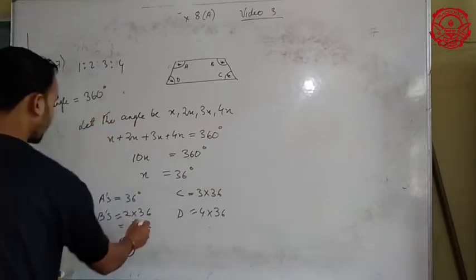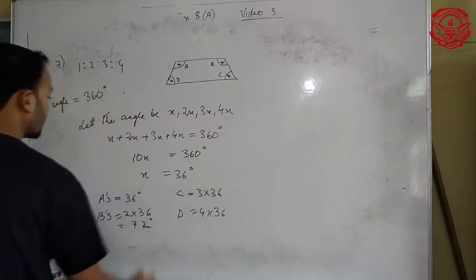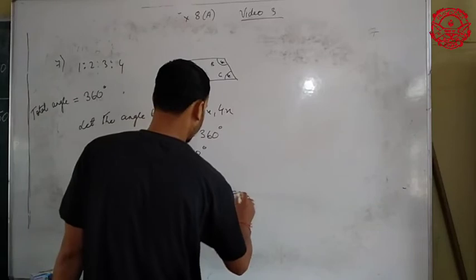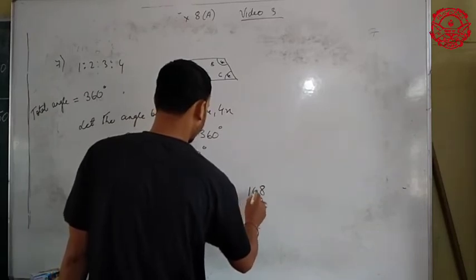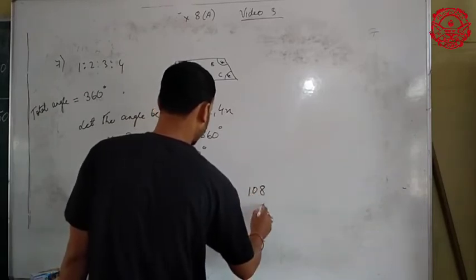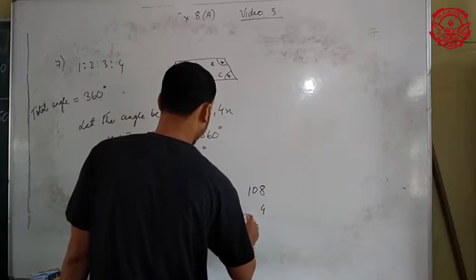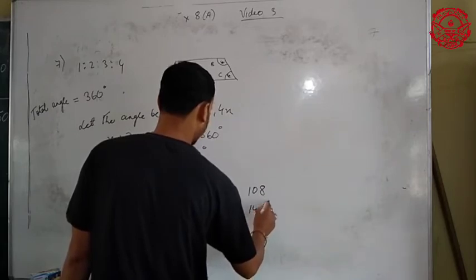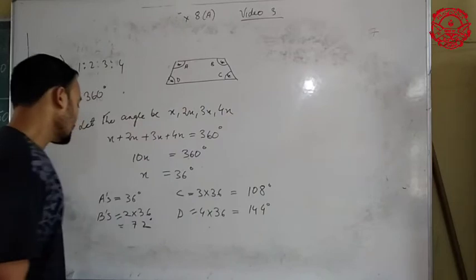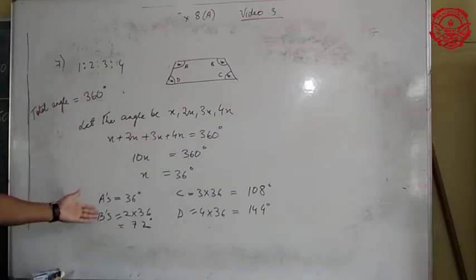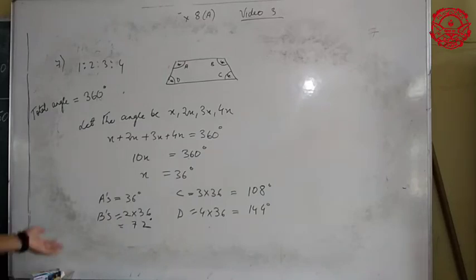That is 72 degrees. Fine. Now calculate this: this is 18 and 108 degrees. Calculate this: 144 degrees. See, the angles are coming out to be 36 degrees, 72 degrees, 108 degrees, and 144 degrees. Or if you like, you can try the other method.